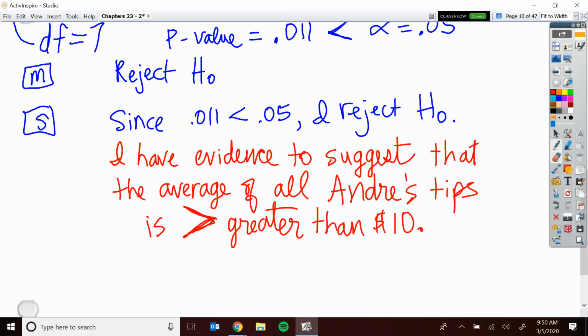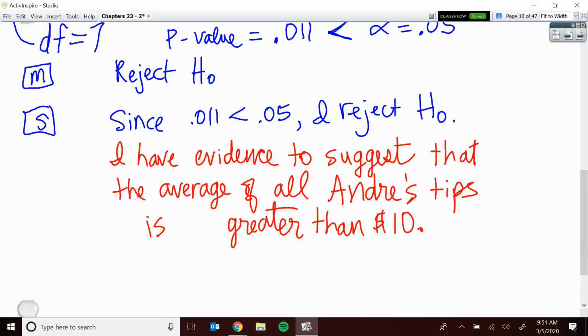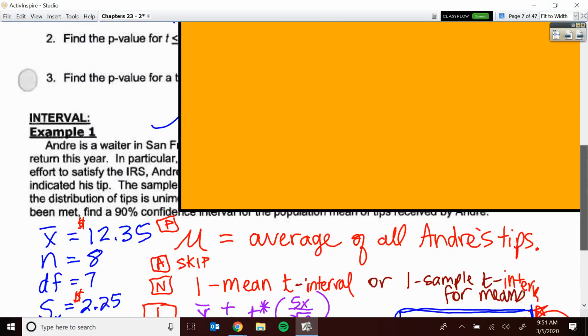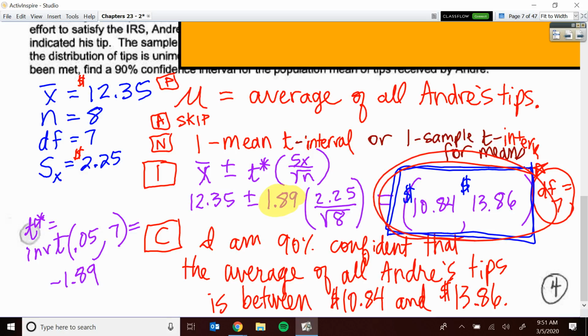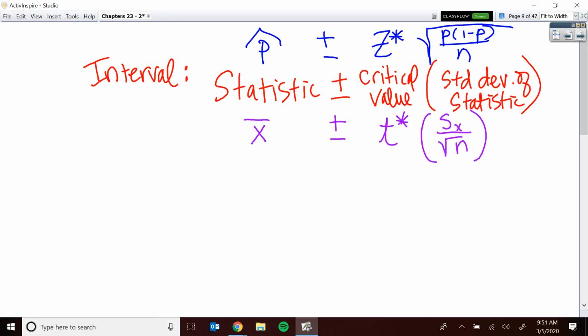So what's the IRS going to do to old Andre? Yep, file him for tax fraud and make him suffer the consequences. Now, question. Does this conclusion jive with what we thought was going to happen based on our interval right here? Yes, it does. Since our entire interval was above $10, we from the get-go were anticipating that we were probably going to be rejecting the null hypothesis, okay? So very good. So that is how you complete a hypothesis test.